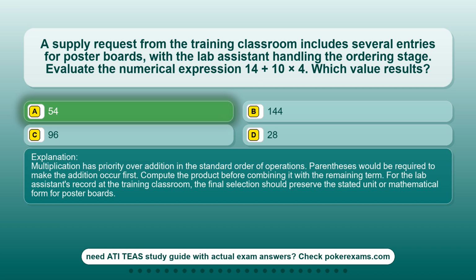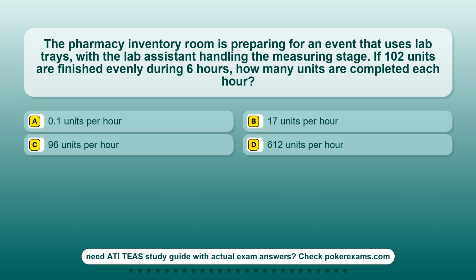Multiplication has priority over addition in the standard order of operations. Parentheses would be required to make the addition occur first. Compute the product before combining it with the remaining term. For the lab assistant's record at the training classroom, the final selection should preserve the stated unit or mathematical form for poster boards. Question 13.